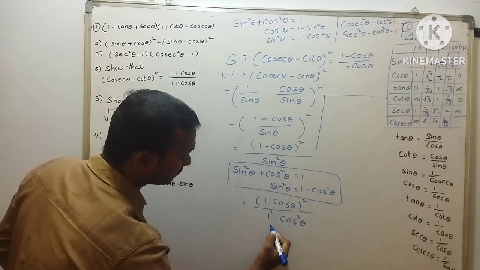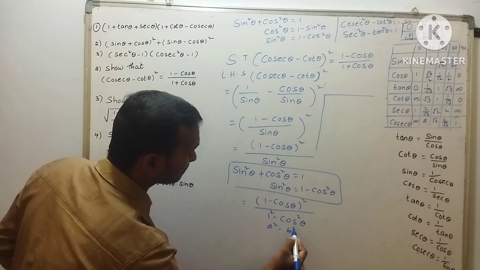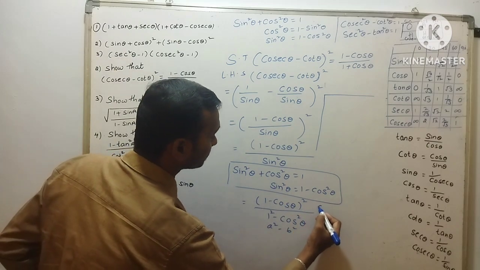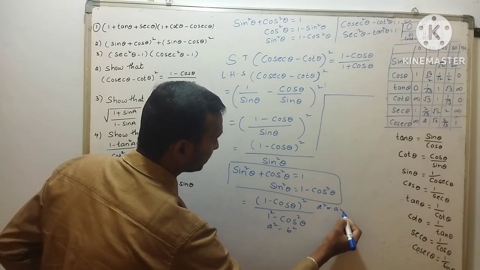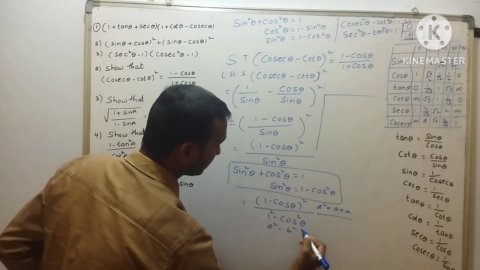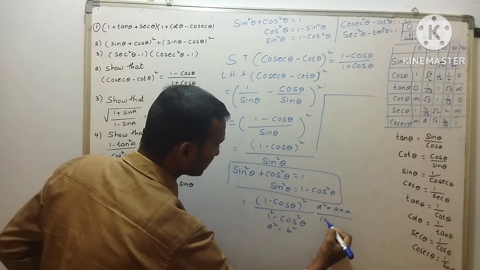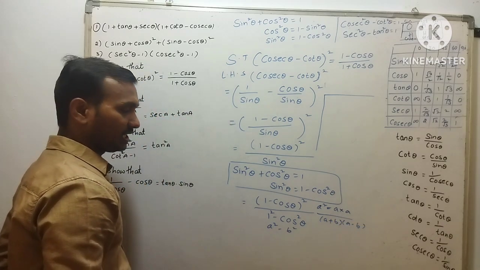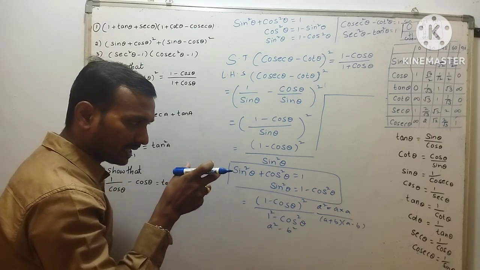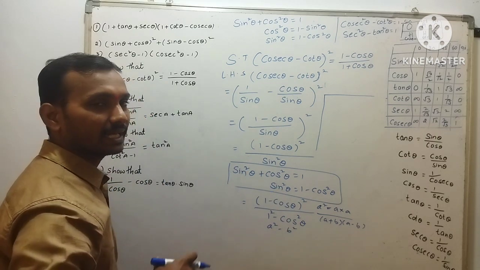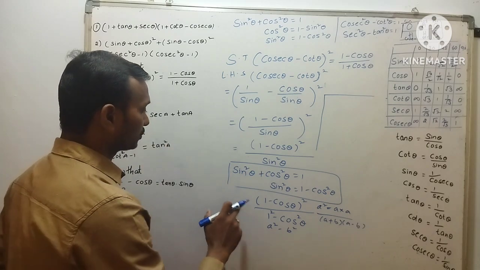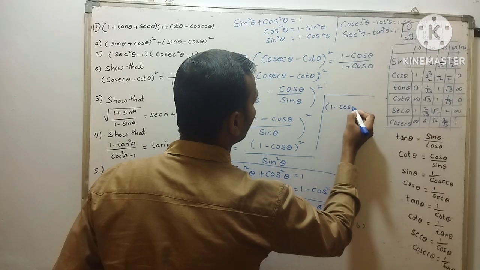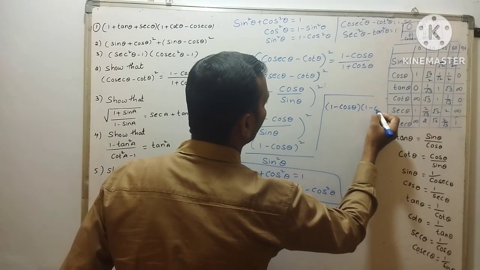Right here, a square minus b square looks like a plus b into a minus b. In the numerator, a square can be written as a into a. In the denominator, a square minus b square can be written as a plus b into a minus b. So numerator is looking like a square, denominator is looking like a square minus b square. So a square is nothing but a into a, so 1 minus cos theta into 1 minus cos theta.